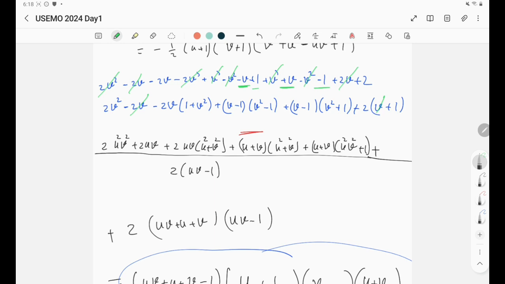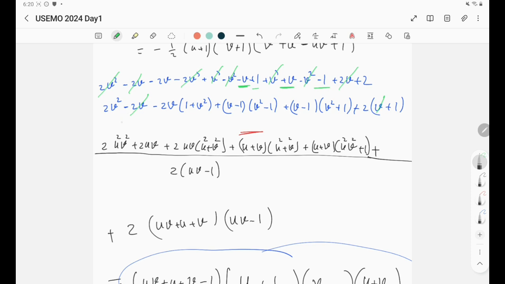What else? It seems that it's not... Here we have a plus 2, and here we have a minus 2v. Did we screw up somewhere, or is it just not factorizable? Let's see.